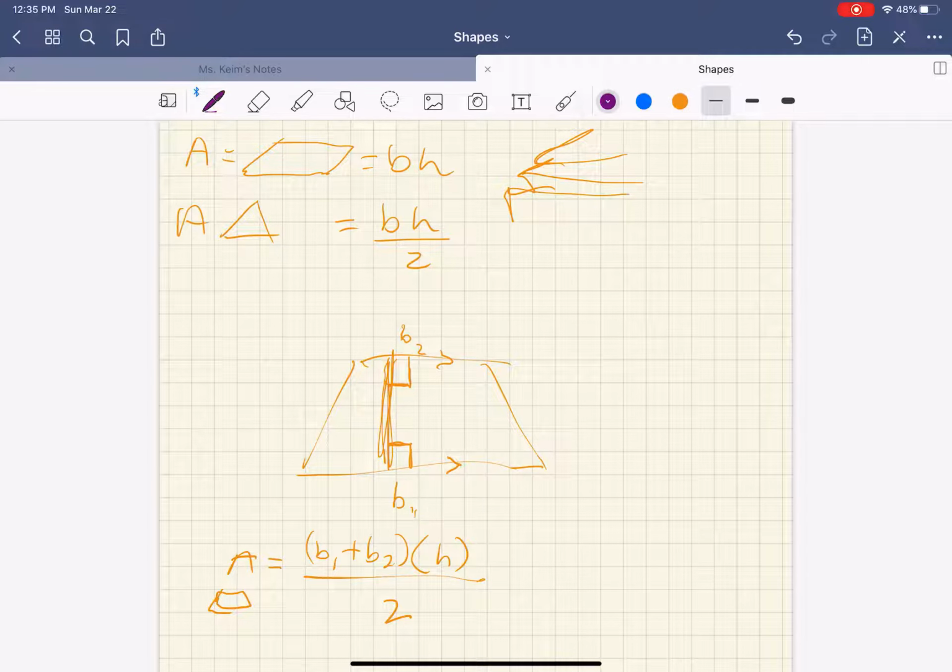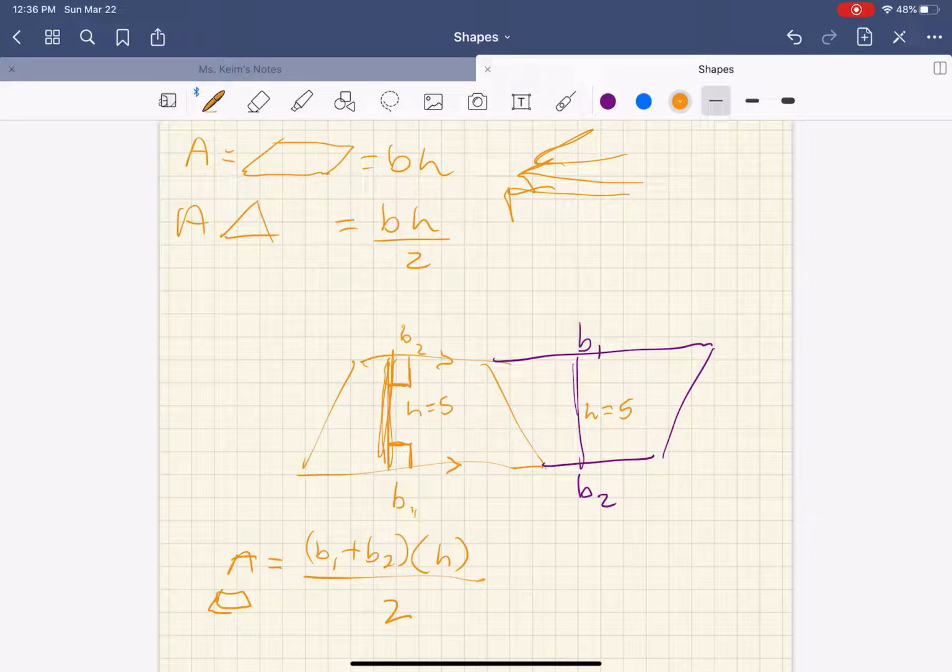So let's do that on here. If I double this trapezoid approximately, I've flipped it upside down and moved it next to it. So this is now our base 2. That's our base 1. Our height is still the same. So our height here was 1, 2, 3, 4, 5. Our height here is still 5, okay? It's the same thing. Still makes a 90-degree angle with our bases, and it's still 5.